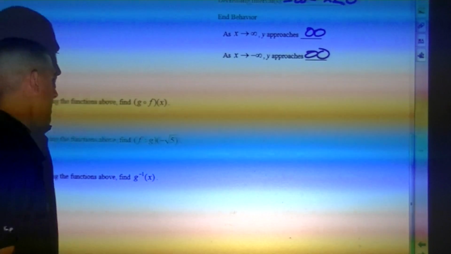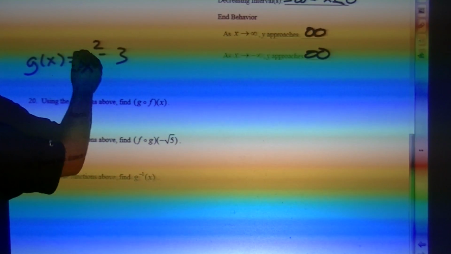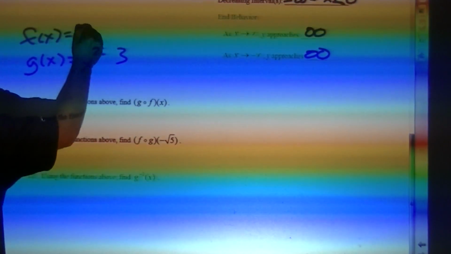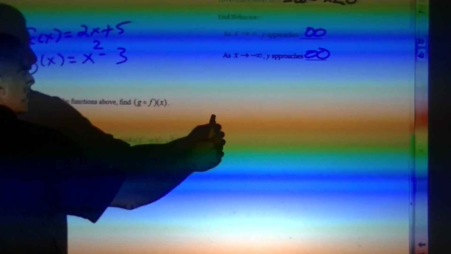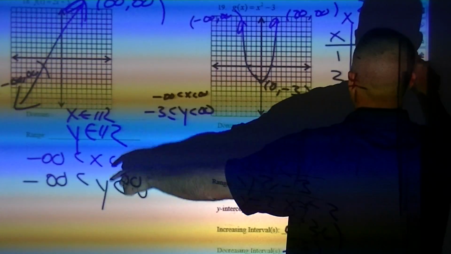G of f of x. So just so I don't have to write it, g of x is x squared minus 3. F of x is 2x plus 5. How did I get that? That's from these pictures.